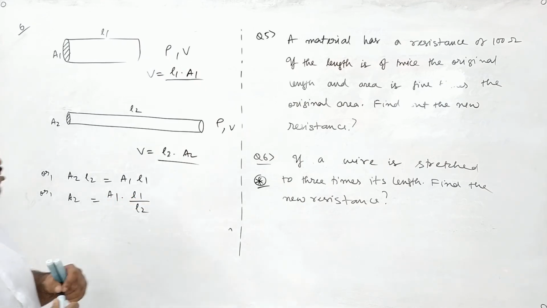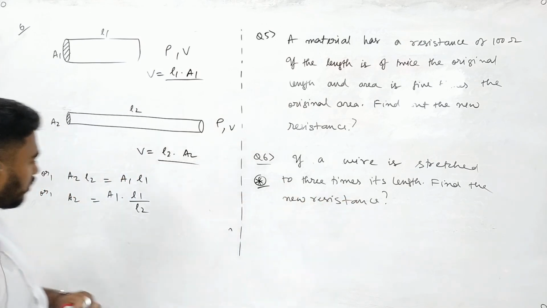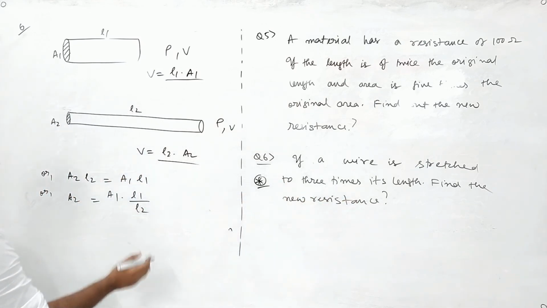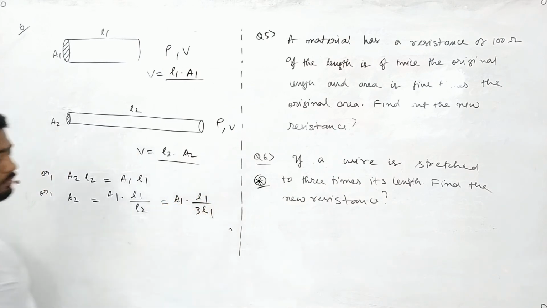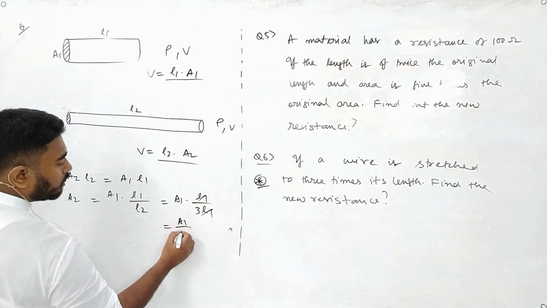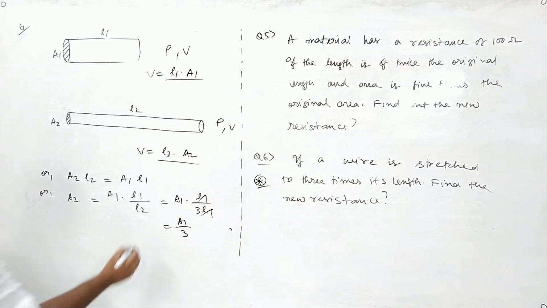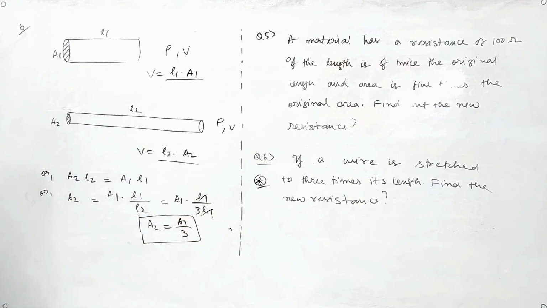Okay, how much has the length changed? 3 times its original length, right? So we have stretched it to 3 times, so the volume gives A1 into L1 equals A2 into 3L1. Can we write it in this way? So that will be A2 equals A1 by 3. So we have found a relation: A2 equals A1 by 3.